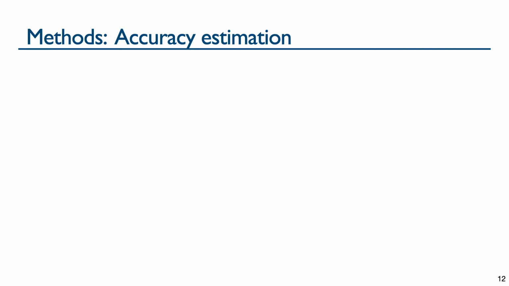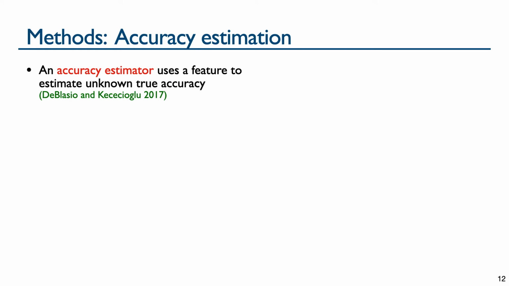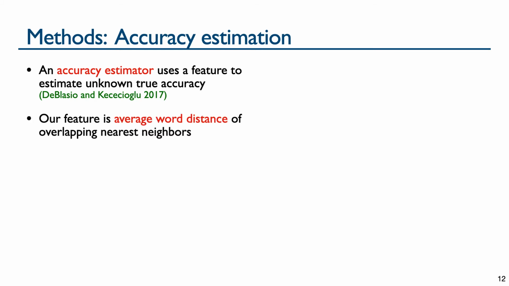A unique aspect of our approach is that it uses an accuracy estimator, which estimates the unknown true accuracy of its prediction based on an easily computable feature. The feature we use is average word distance of the nearest neighbors from the template database, found for a residue by the overlapping words procedure.